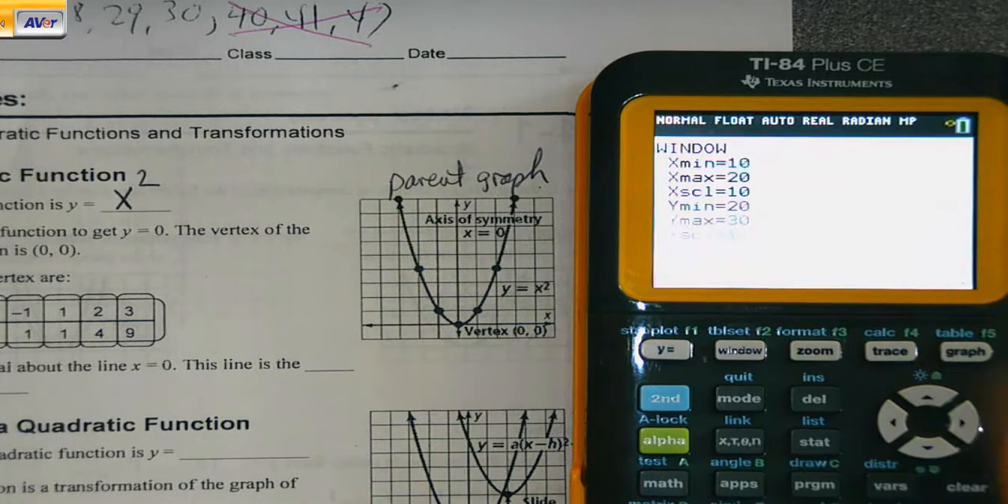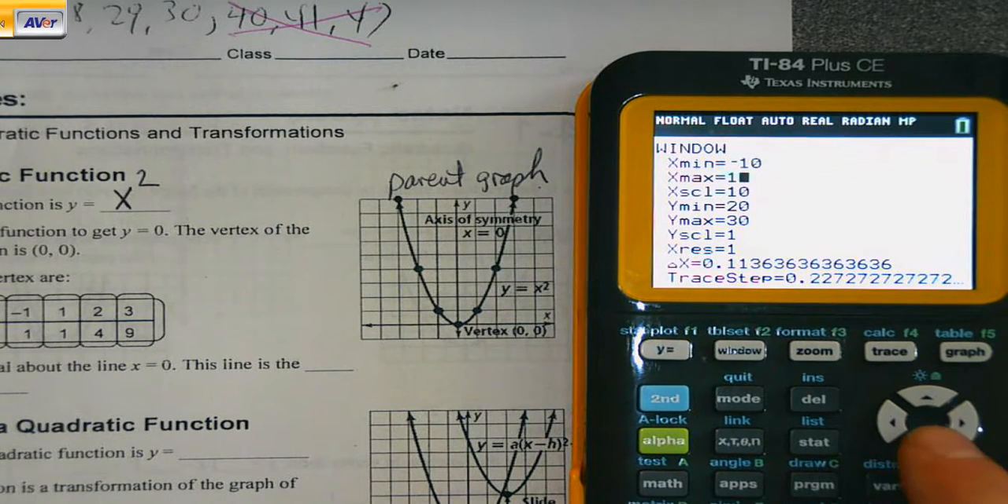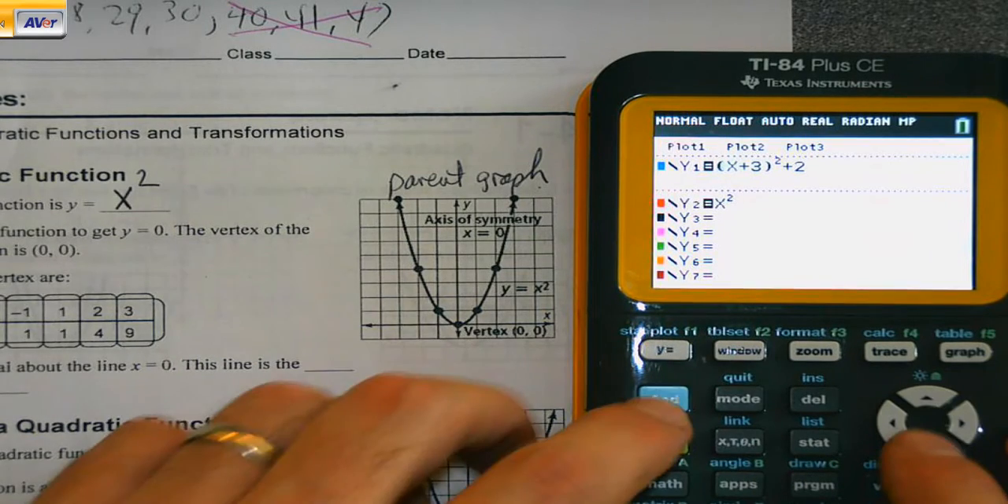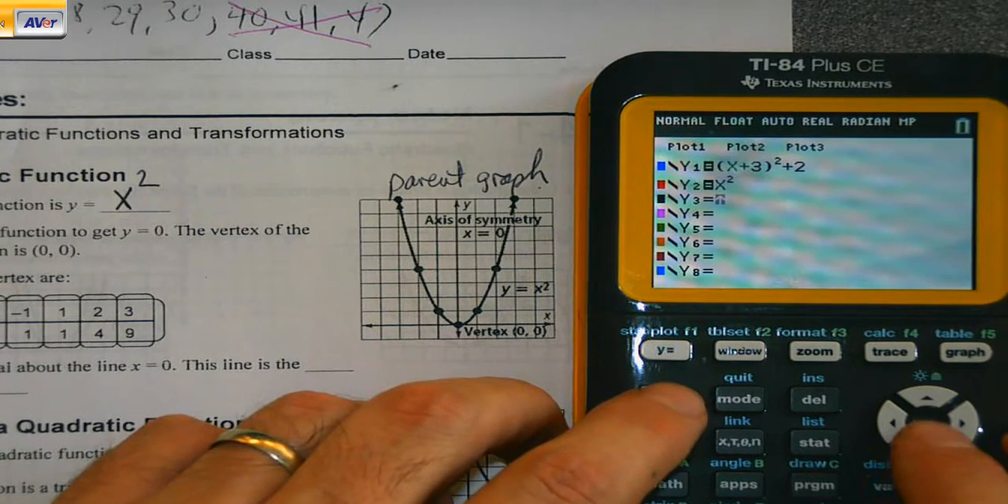Ooh, somebody messed with my window. What? Wow, they really messed with my window. This is not fun. Okay. Let's try that again. And tone this down a little bit so some of you don't get a headache looking at it.